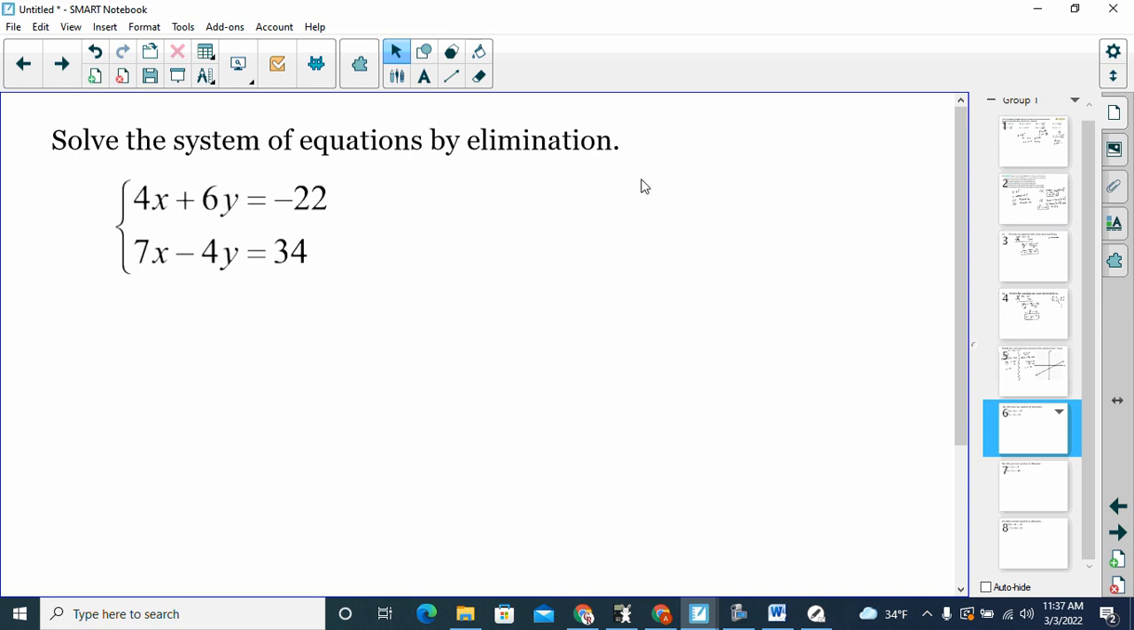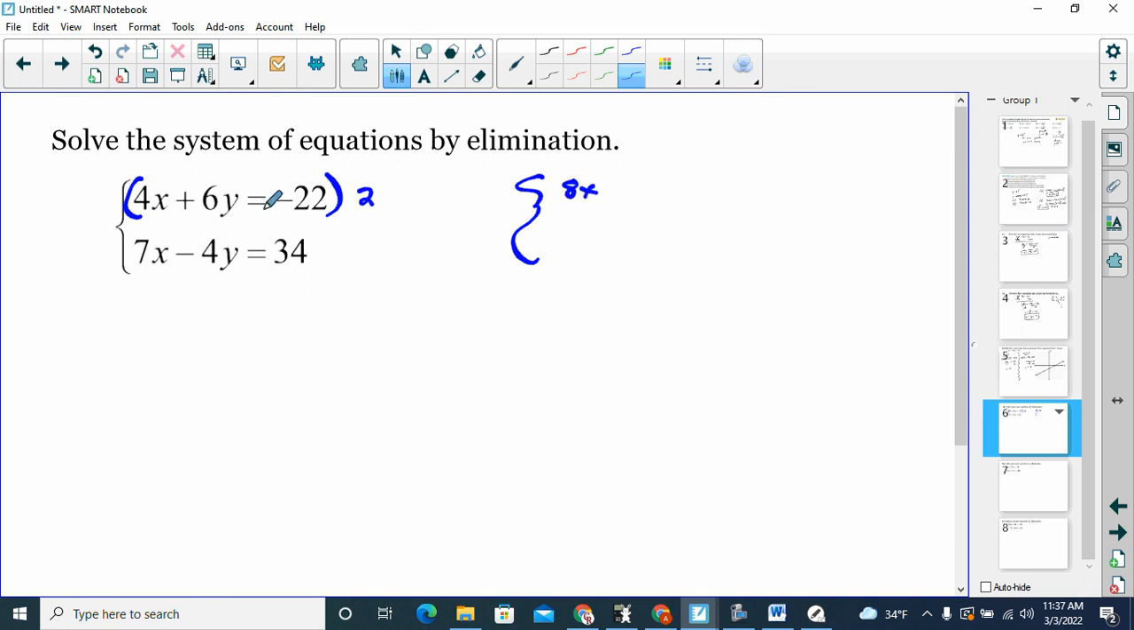To make that positive 12y, we need to multiply that equation by 2. 6 times 2 is going to give me 12. I'm multiplying the entire equation by 2. 4x times 2 gives me 8x. Positive 6y times 2 is plus 12y. Negative 22 times 2 is negative 44.